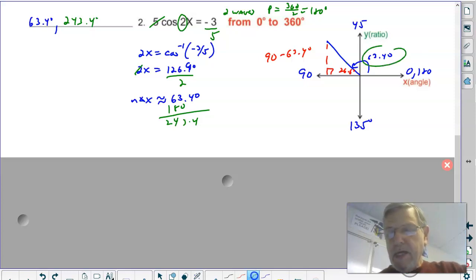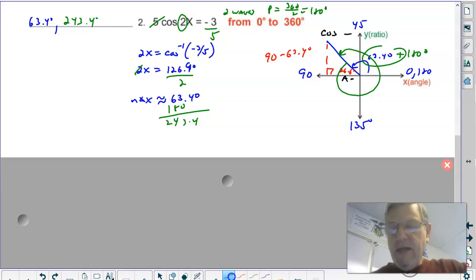So remember, from here, go around another 180. And that's why I added that 180 and got my 243.4. Okay. Now I got to get that second possible angle within the first period. So take note, your cosine was negative here, right? The adjacent was a negative over the hypotenuse, which was a positive. Where else is the cosine a negative? And that is in quad 3.